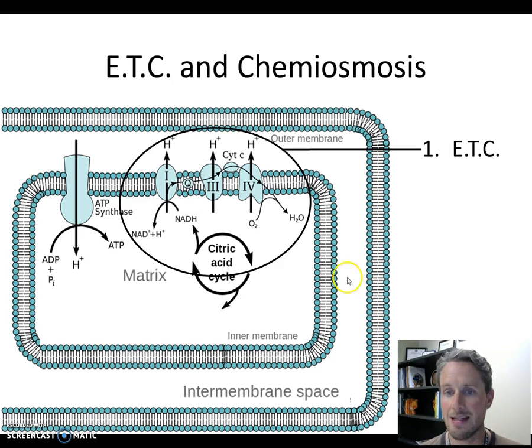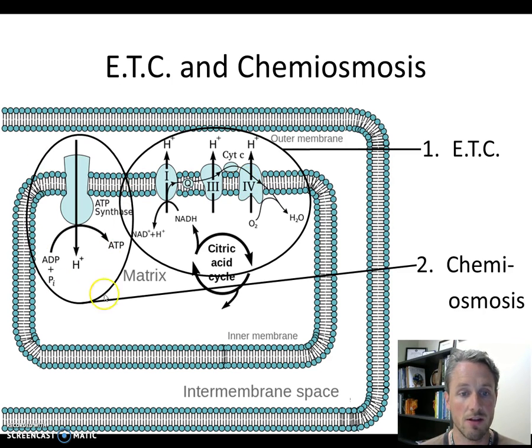So the first step, ETC, is going to involve this set of proteins over here. We'll talk about that first. And then we'll look at the chemiosmosis step, which is going to involve this protein over on the left. We'll talk about that step second.